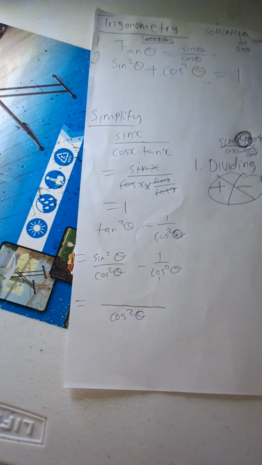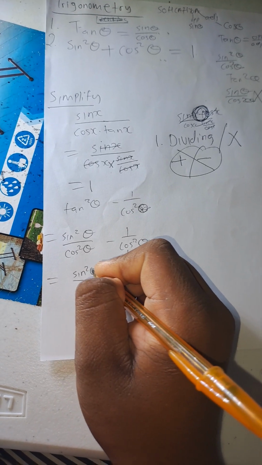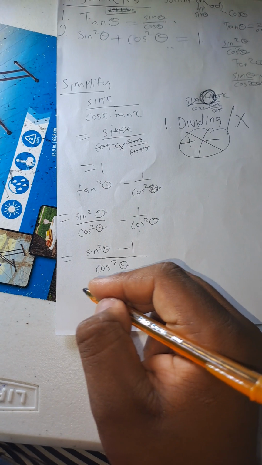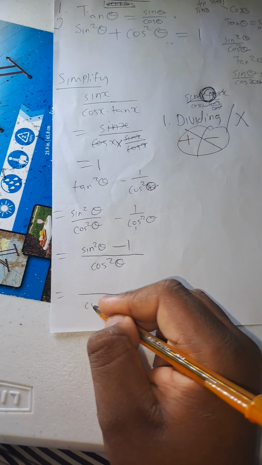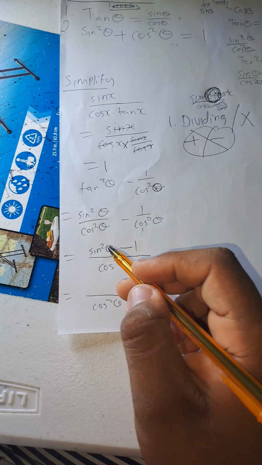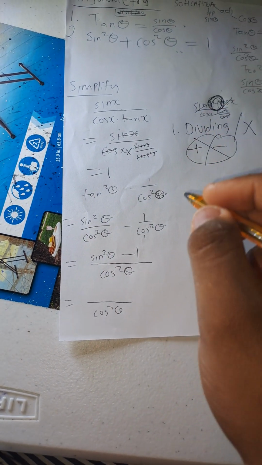Please leave the denominator until you solve everything. So on top of them, I'm going to be left with sin squared theta minus 1, and then I'm going to continue. I don't touch my denominator, cos squared theta. But remember, what did I say? Sin squared theta can be represented as what? 1 minus cos squared theta.